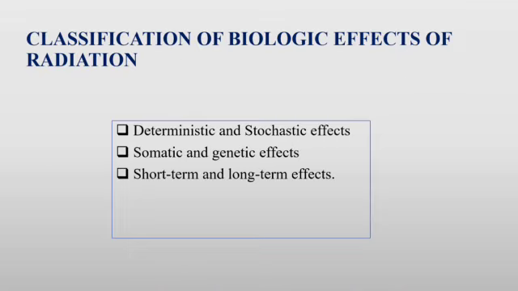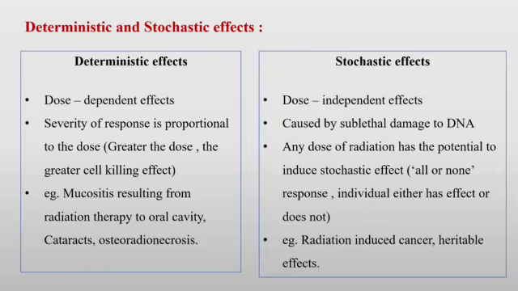Biologic effects of radiation can be classified in three ways: deterministic and stochastic effects, somatic and genetic effects, short-term and long-term effects. Deterministic effect. Radiation injury to an organism occurring due to killing of a large number of cells is a deterministic effect. Here it can occur through lethal DNA damage, cell death, or decrease in tissue and organ function.